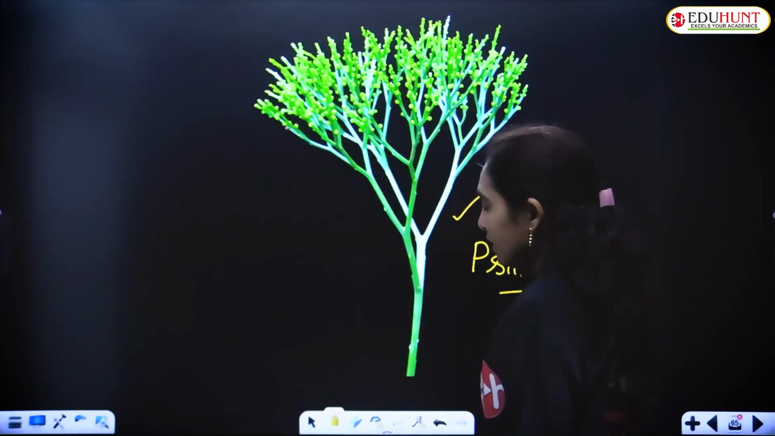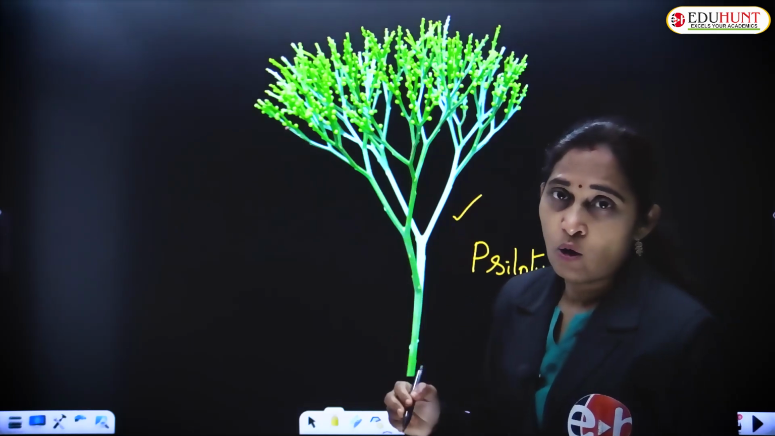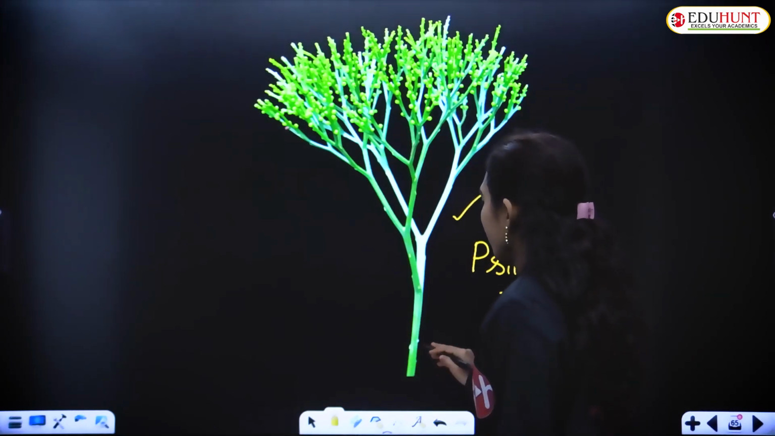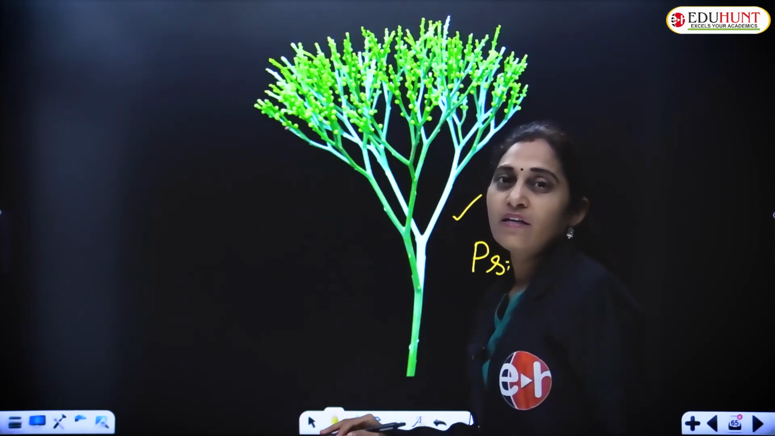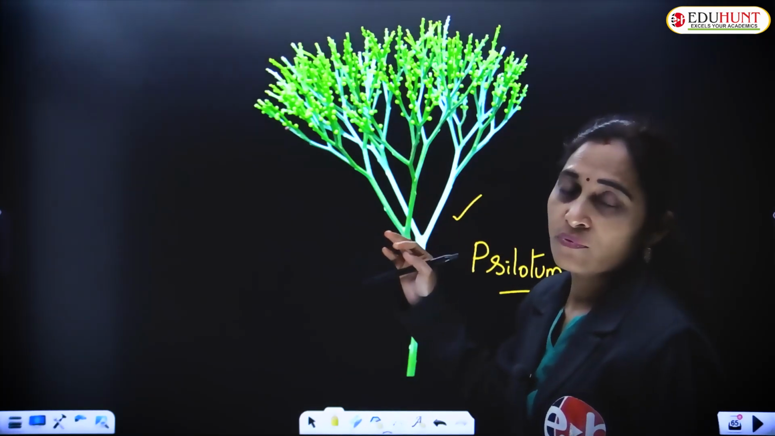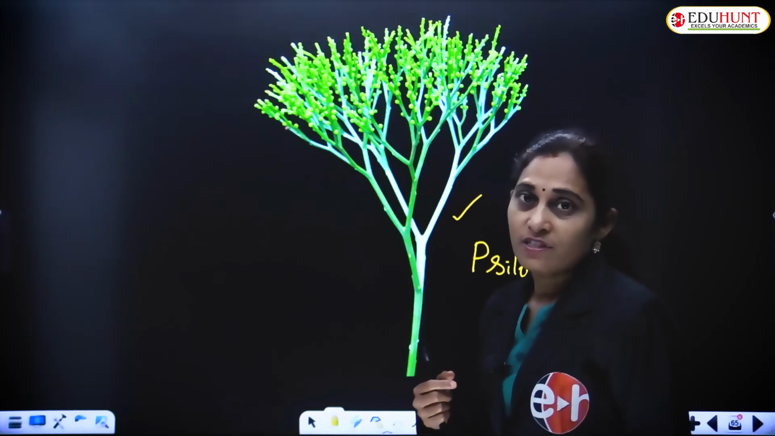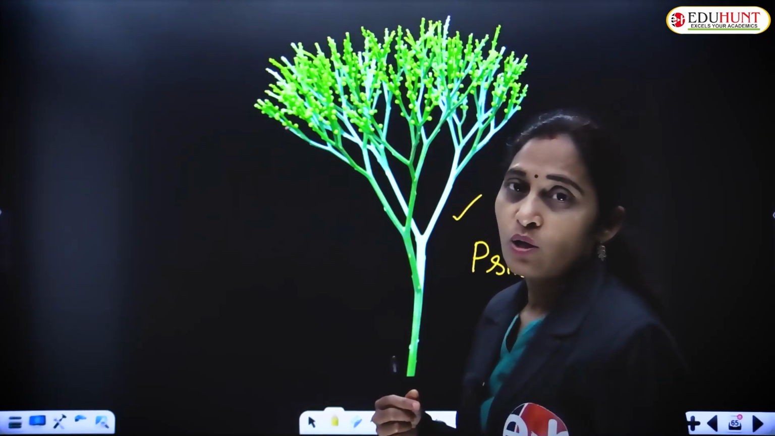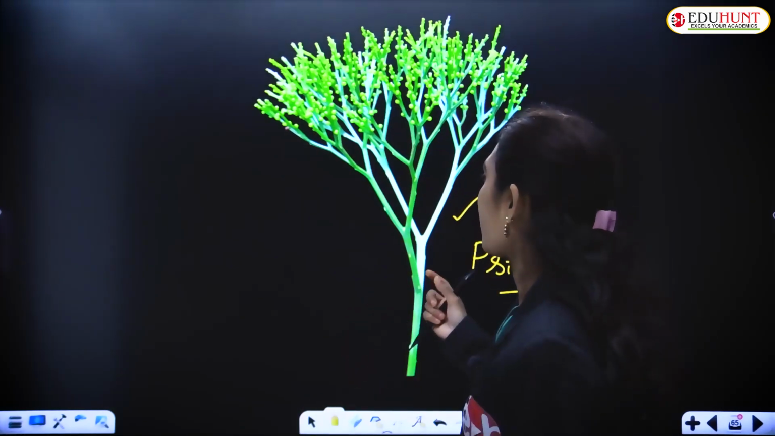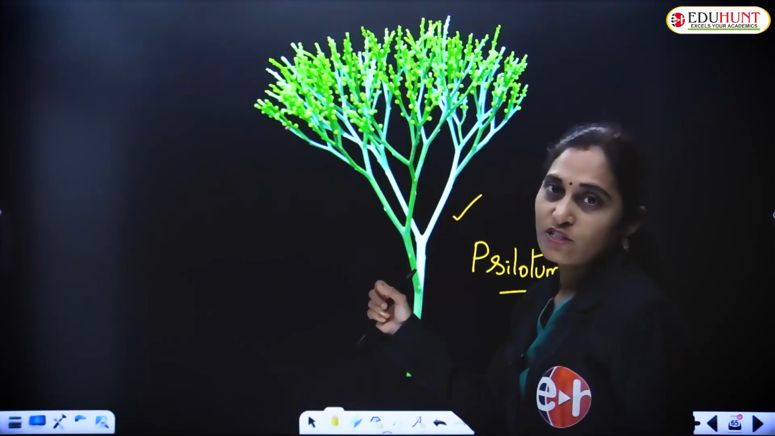This is the living form belonging to the Psilophyta, where you can see only a rootless stem. Rhizoids are present. No vasculature in the root. That is why rhizoids only developed, and stems are provided with vasculature.